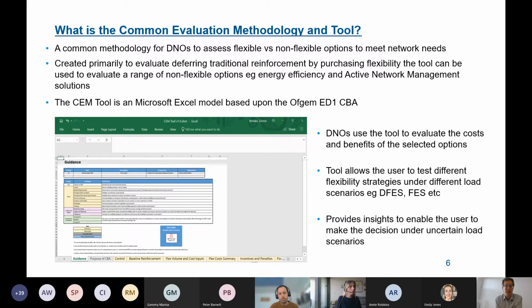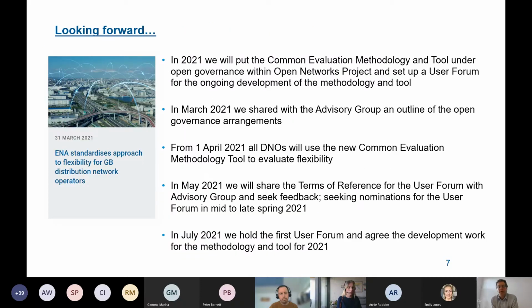So you can go to the next slide, please, Annie. So looking forward, for this year, we are putting the common evaluation methodology in the tool under open governance within the Open Networks project, and we are setting up a user forum. So we've been discussing with the advisory group under Open Networks what the arrangement should be for open governance, and we intend to go back with a more detailed review following their comments in May.